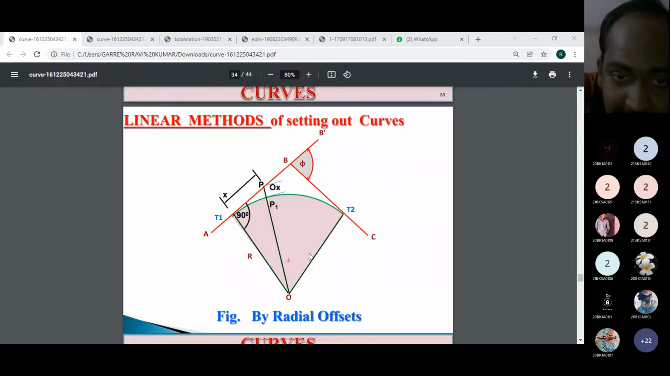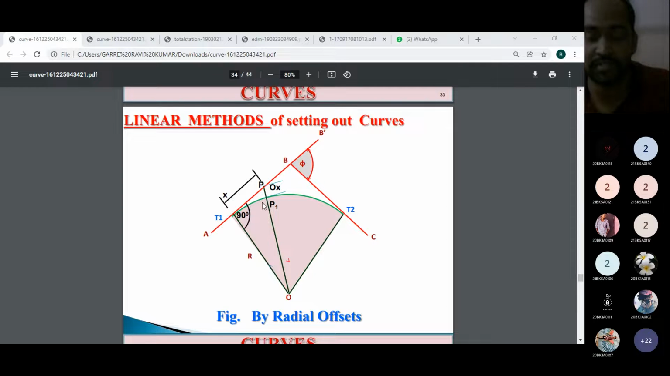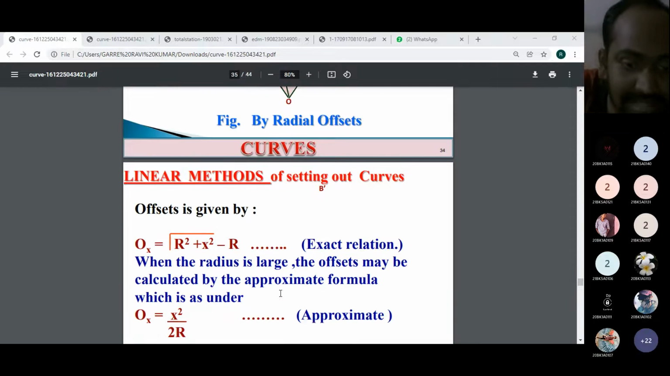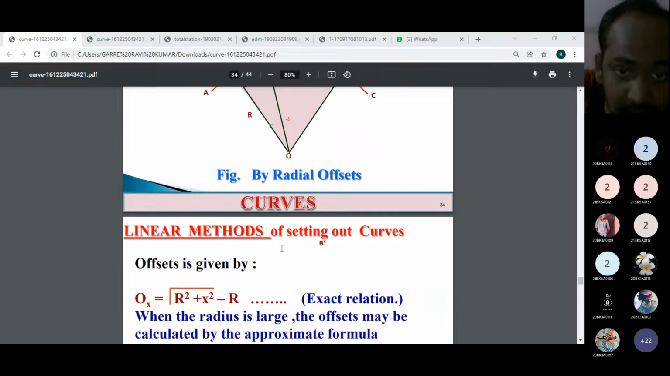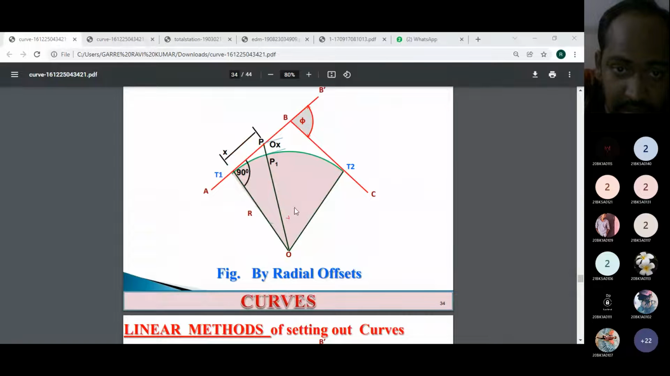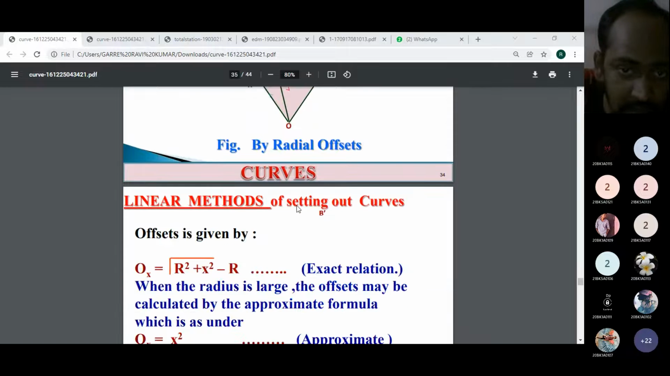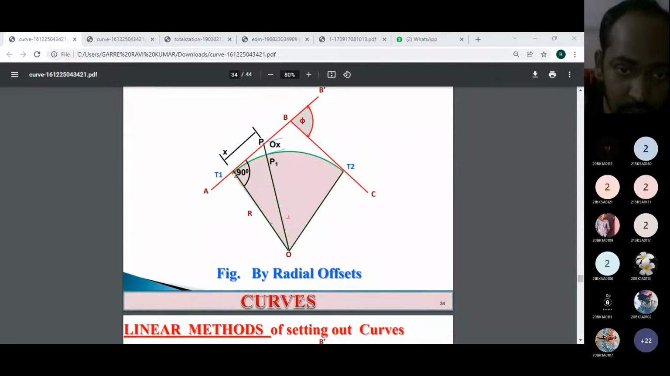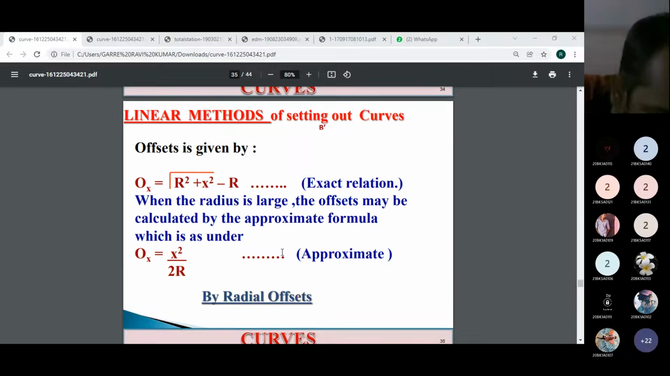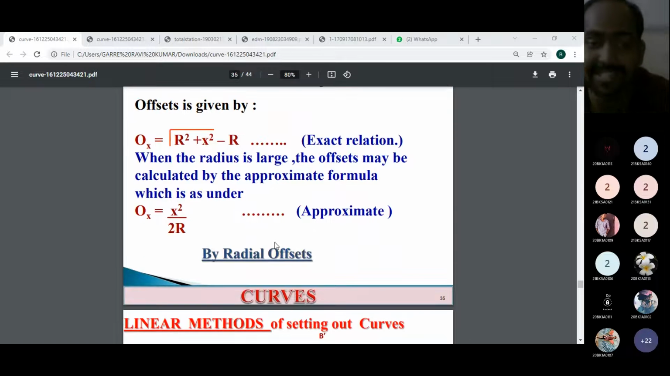You can see that x is the spacing of the offset, and Ox is the offset, how much offset to be kept there. From the figure you can understand: first offset, second offset, third offset, like that. x is the spacing between two successive offsets. So by using the formula, we can set out the x distance as well as the Ox distance.